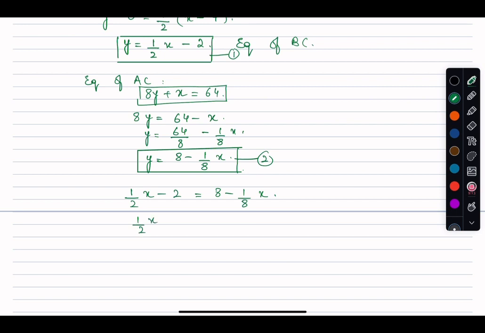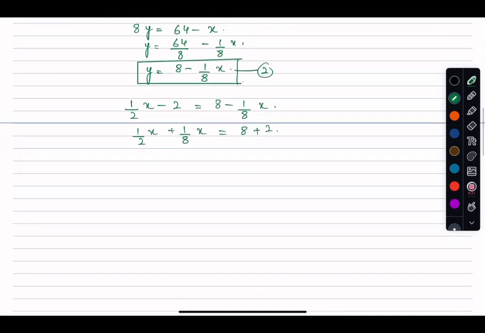Or it's 1 by 2x plus 1 by 8x, that should be equal to 8 plus 2. Solving it, I can say that this is 1 times 4 divided by 2 times 4x plus 1 by 8x, which equals 10. With 8 being the LCM, it's going to be 4 plus 1, that's a 5, which is equal to 10. Or I can say that x is equal to 8 into 10 divided by 5, or x will be equal to 16.